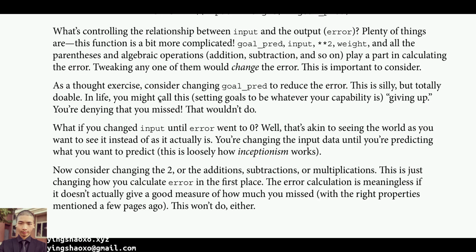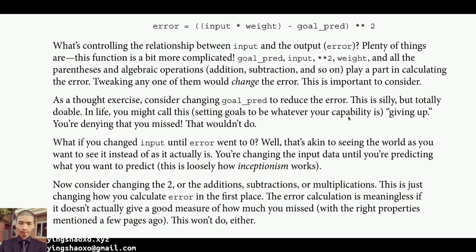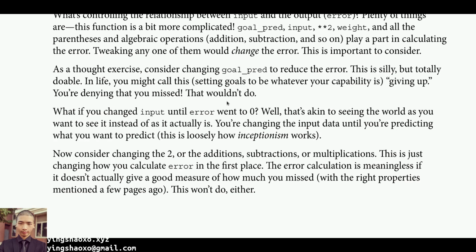In life, you might call this setting goals to be whatever your capability is, giving up. Okay, what he was trying to say, I don't understand.